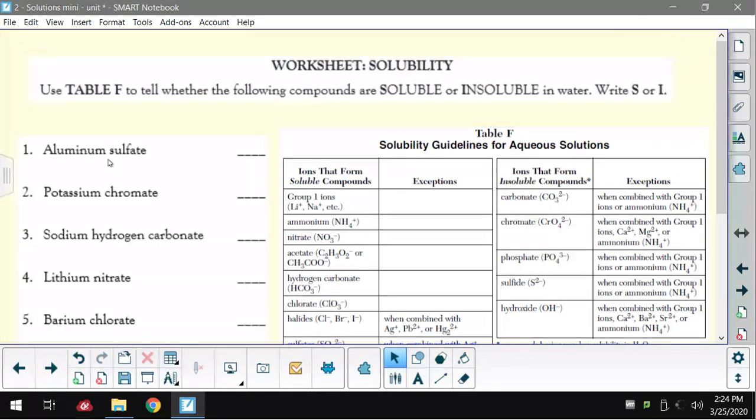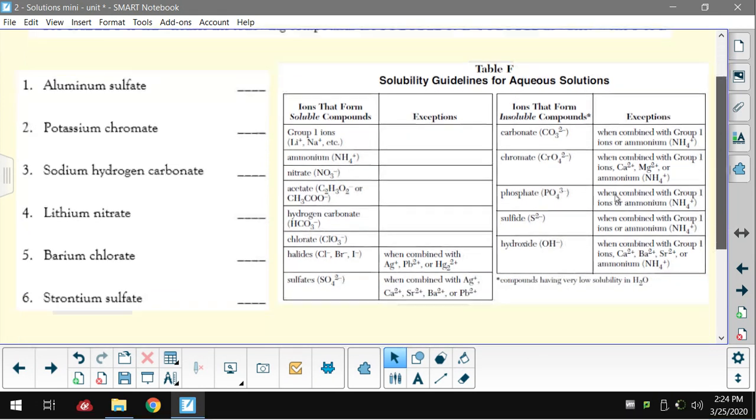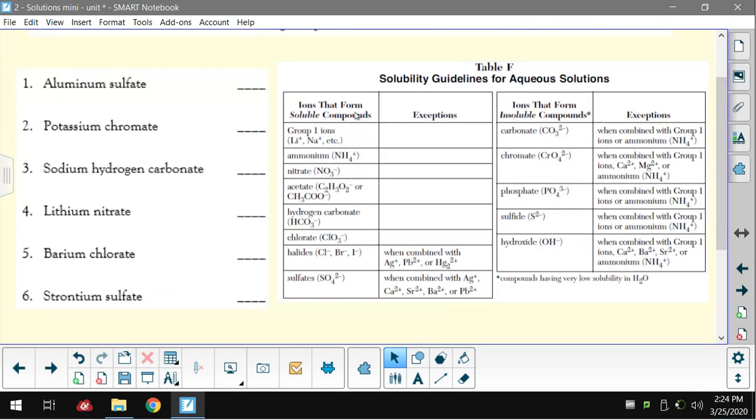So aluminum sulfate here. So here's table F, aluminum sulfate. So you'd look for the cation aluminum. Well, aluminum's not talked about anywhere here, but sulfates are. And it says right here that sulfates, let me scroll down a little bit. It says sulfates, they are soluble except with calcium, strontium, barium, or lead, or silver. Well, aluminum is not one of those. So therefore, aluminum sulfate is soluble.